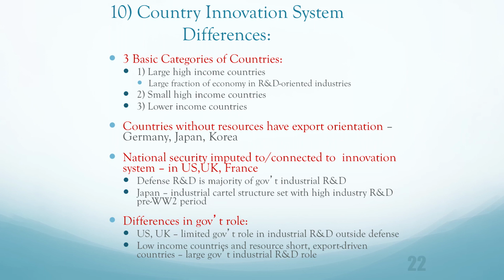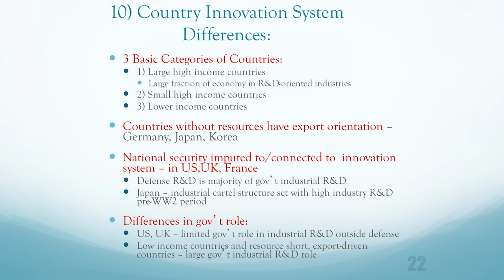The US, and to some extent the UK and France, have a national security orientation for their innovation systems. We justify a lot of R&D investment for national security reasons in the US. Other countries don't do that. There are differences in the governmental role. The US government tends to be a lot less interventionist in the innovation system and the economy in general than, for example, Japan was in this time period. So there are country differences.